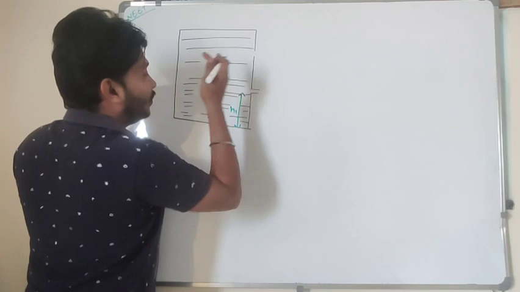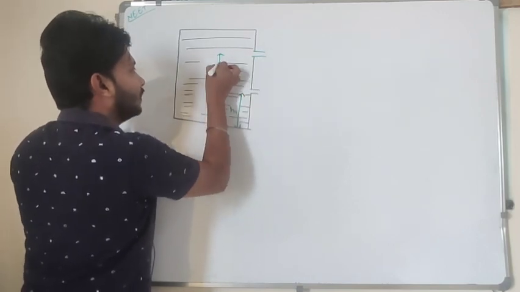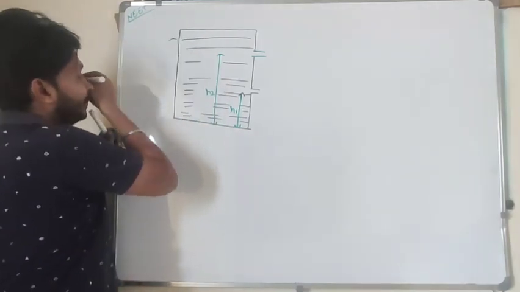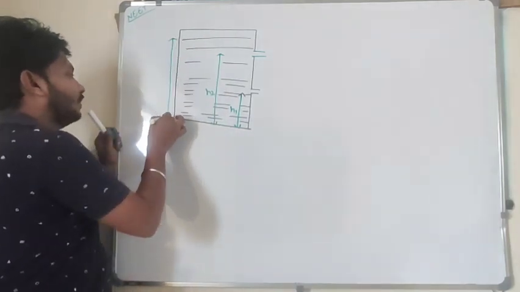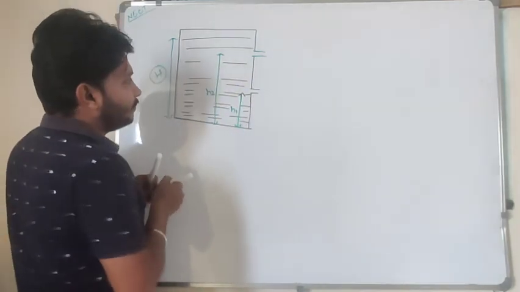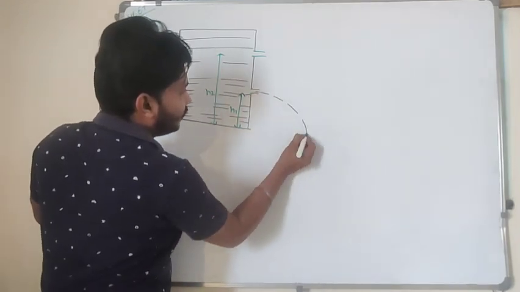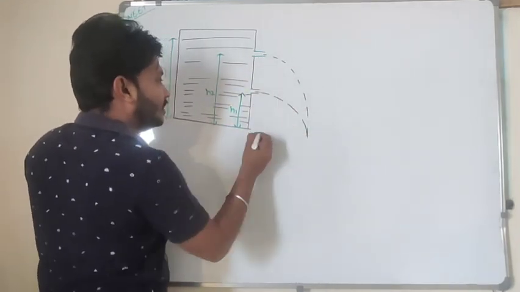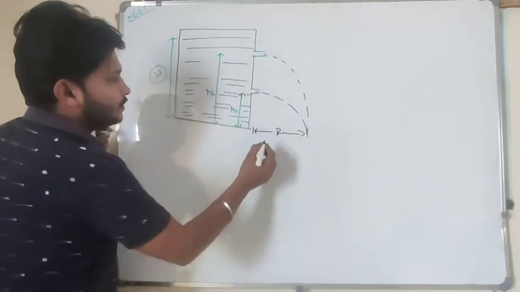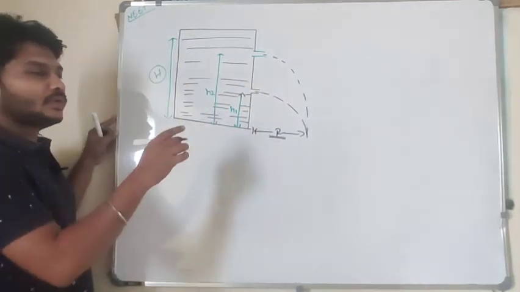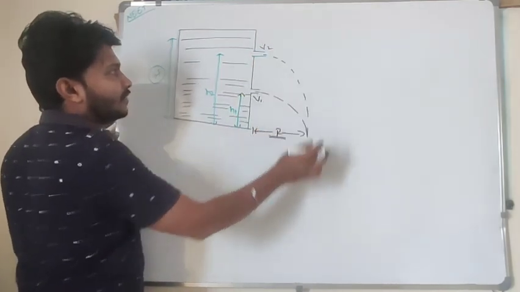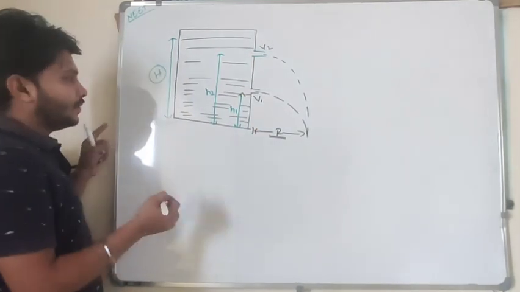And I will take one more hole here. This hole is at a distance of h2 from the bottom, and the total height is capital H, right? For example, in this situation the water coming out from the first hole and the water coming out from the second hole land at the same horizontal range. So I can consider for the first hole the velocity of outflow of fluid as V1, and for the second hole V2.